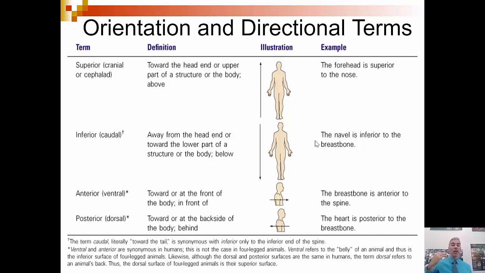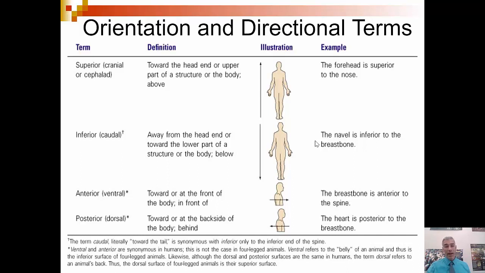So if I talk about my nose and my chin, right? My nose is superior to my chin because it's above my chin. My chin is inferior to my nose because it is below my nose. Okay? So that's how you would use that. So it's referring to things in the plane up and down in this direction.